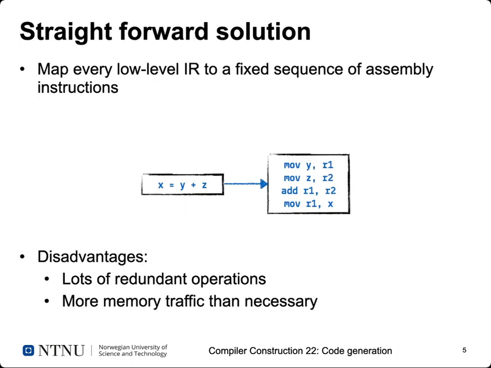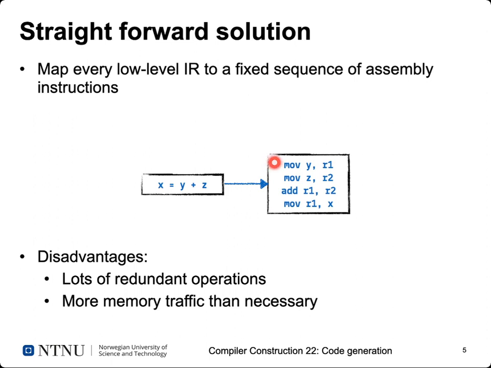So we can take a first very simple approach to code generation. This is a very straightforward solution, and this actually is just more or less a table that maps every low-level intermediate representation instruction to a fixed sequence of assembly instructions. For example, we have a RISC-like machine on the right-hand side. This is not representing a real physical machine, but just giving you an example. And we have a 3-address code instruction here on the left-hand side, like x = y + z. And we could translate it into 4 instructions on the right-hand side.